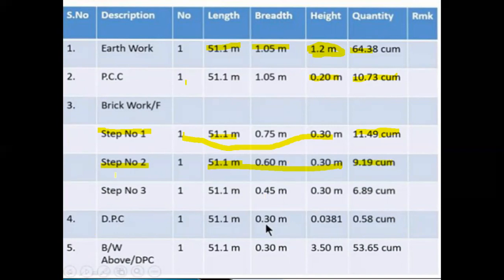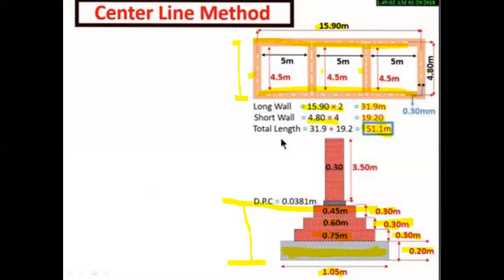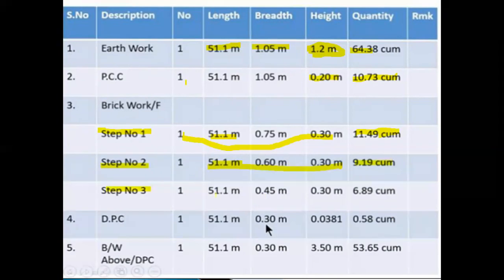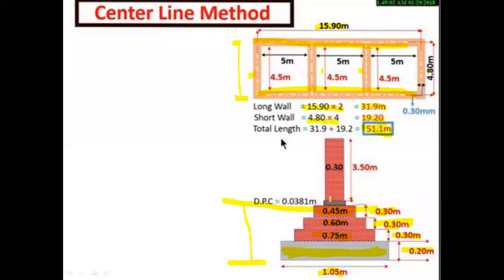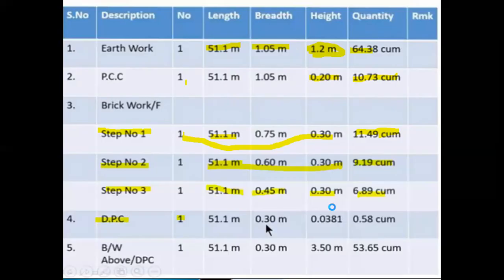Next, the third footing or plinth work, with 0.45 width and 0.30 height. Substituting length 51.1, breadth 0.45 and height 0.30 and multiplying equals 6.89 cubic meters. Next, the damp proof course, DPC. The fourth one: number 1, length is 51.1, the damp proof course breadth is 0.30 and height is 0.0381 meters. Substituting and multiplying gives 0.58 cubic meters.